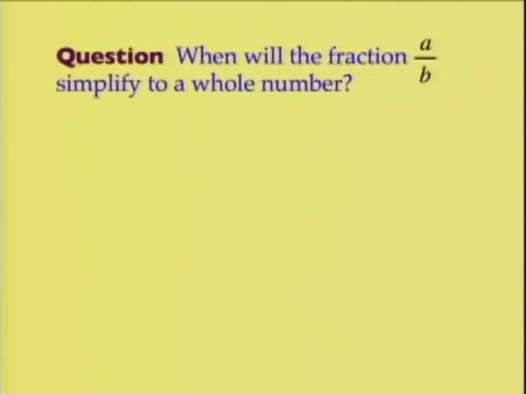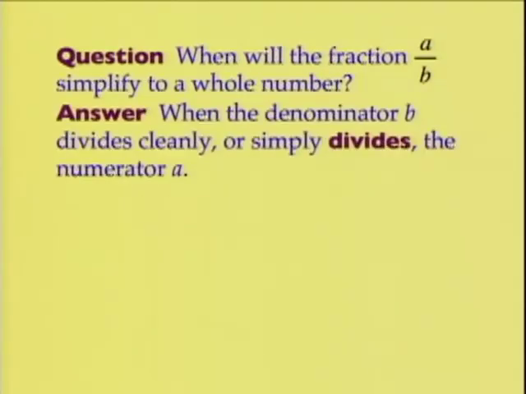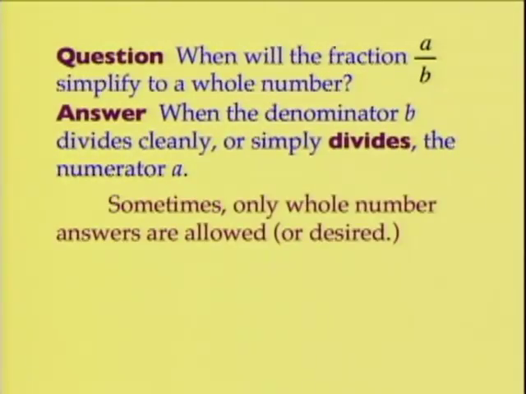If I were looking at this fraction a over b, and I'm wondering, okay, when will that simplify to a whole number? Well, it's going to happen when the denominator divides cleanly into the numerator, and we simply say it divides the numerator. So that's the kind of thing I'm going to look into: how can I look at this a and tell automatically that b will be able to divide into that. It's useful to us because sometimes I want to use whole number answers, and that has to happen, and if I can look at that and tell that it doesn't happen, I've got a problem.